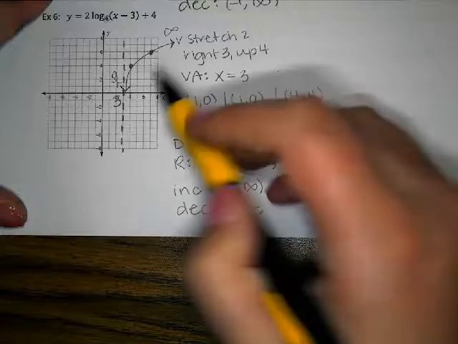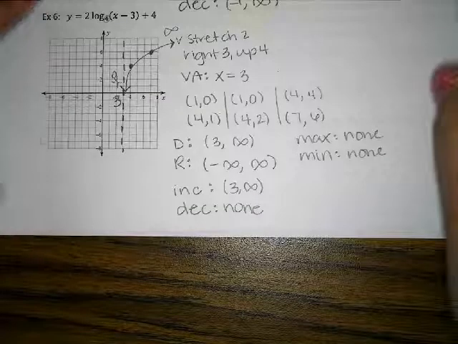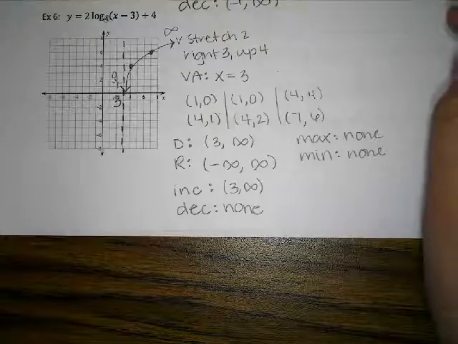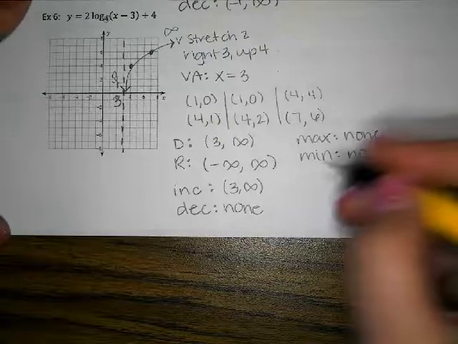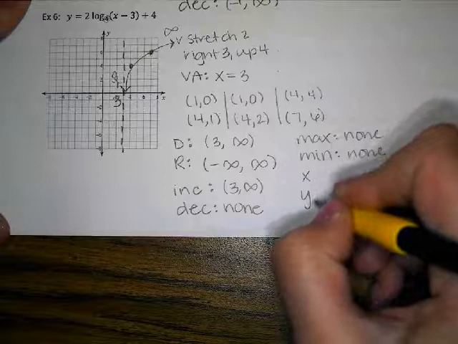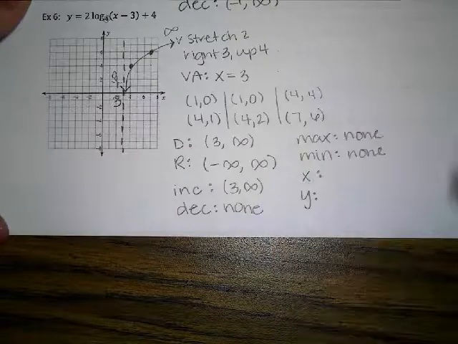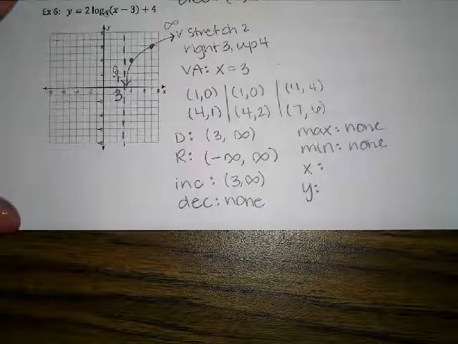All right. X-intercept, Y-intercept. It doesn't have one of them. Which one does it not have? It does not have a Y-intercept. The asymptote is keeping it from having a Y-intercept.